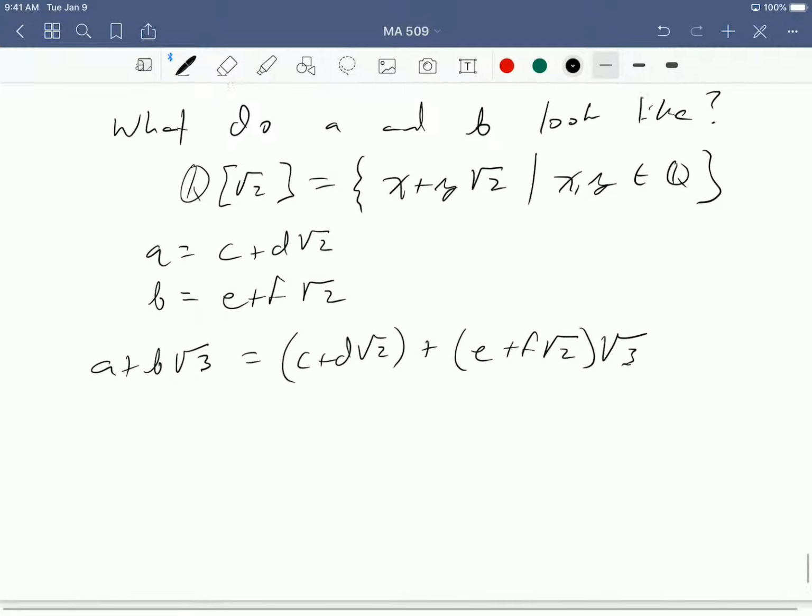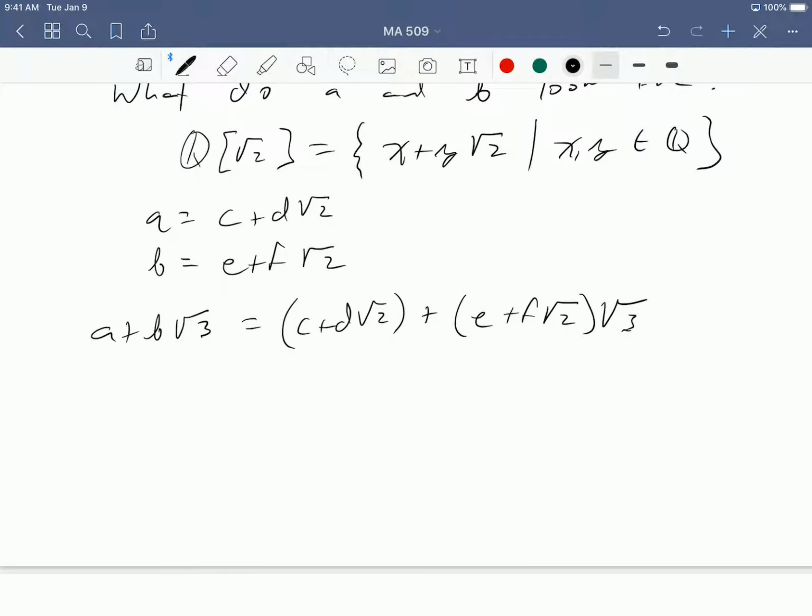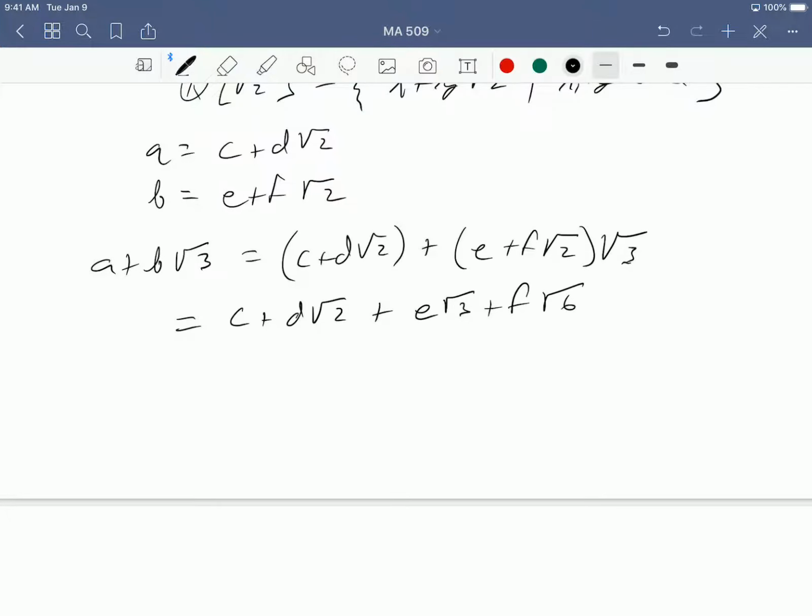And we can simplify that even further. So let's keep going with this. Maybe I will first distribute that root 3. So I have an e root 3 and an f times root 3 times root 2. That gives me a root 6. So now my A plus B root 3 has turned into this big expression with some root 2s, some root 3s, and some root 6s, which is maybe a little bit surprising. All right, so that's what Q adjoin root 2 and root 3 looks like.